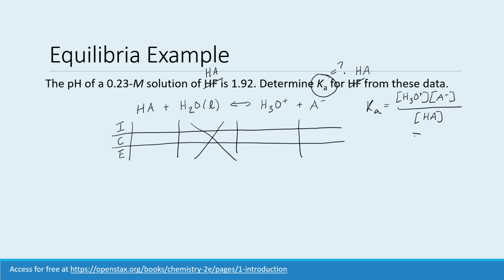Keep in mind that when we are using that Ka value and all those concentrations, they are at equilibrium. So we need to use the values from this last row, which represents the equilibrium, in that Ka expression.